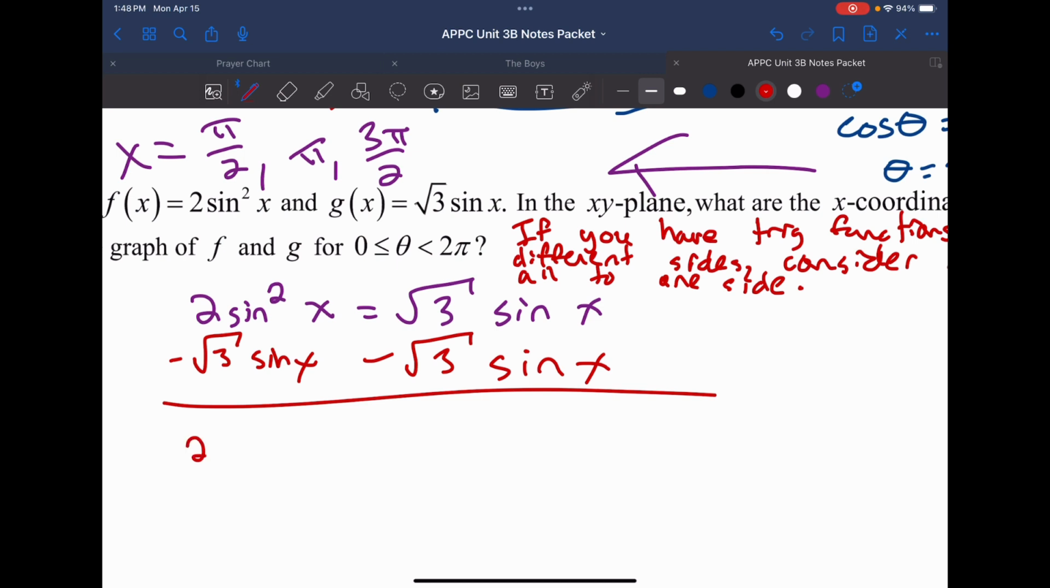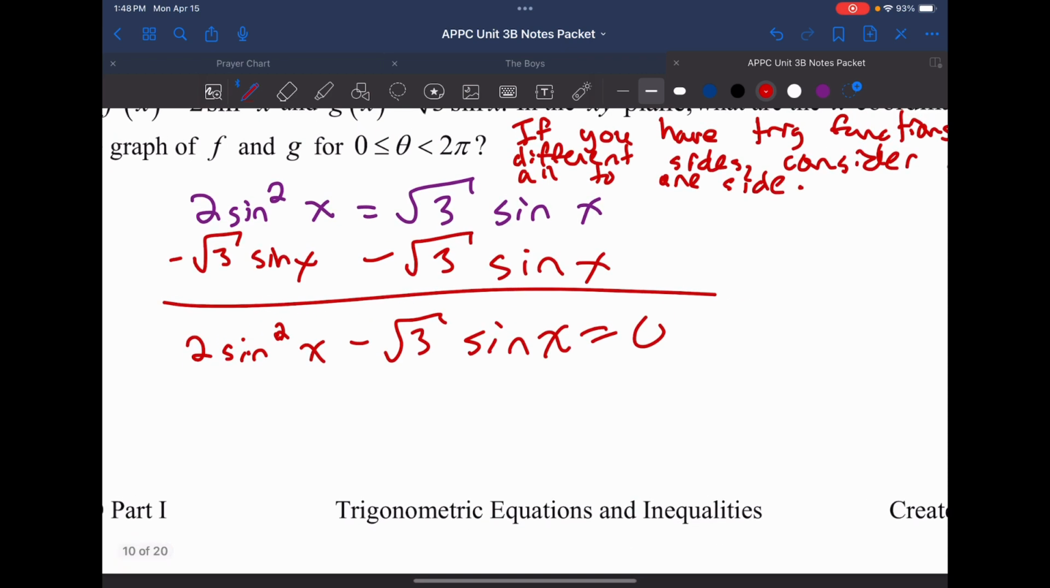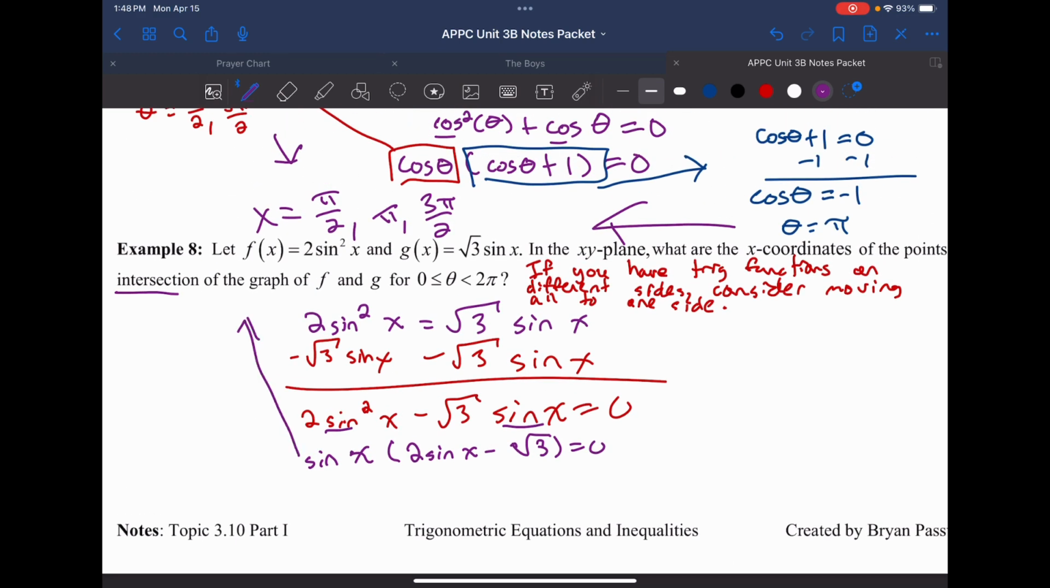And that gives me 2 sine squared x minus the square root of 3 sine x equals 0. This looks a lot worse than what it is. All I did was move that over. And now I can factor out a sine from both of these. And that gives me sine x times parenthesis 2 sine x minus the square root of 3. So remember, you set both of these equal to 0.